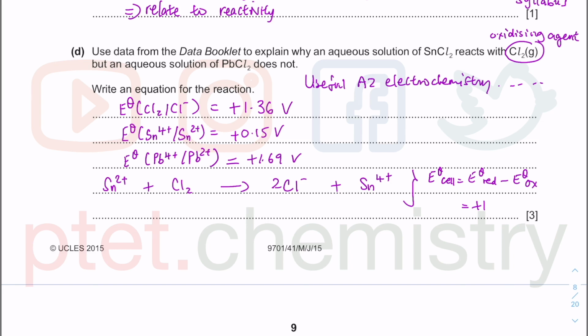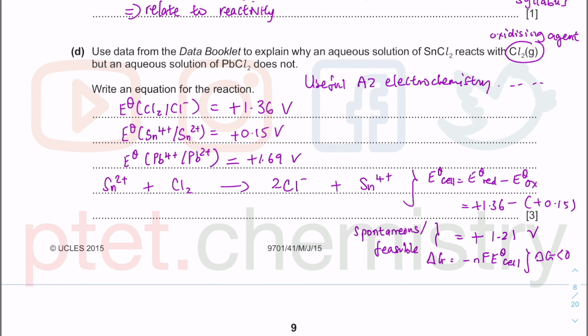So you can see that something which is more positive minus something which is less positive, you're going to get something positive. 1.36 minus 0.15. Your calculator shows you 1.21, but you need to know electrochemistry must have sign, must have value, and must have unit. And you can relate this to the new syllabus. The new syllabus says delta G equals minus nFE cell. And if the E cell is greater than 0, the delta G is going to be less than 0. So what we can say is spontaneous and also feasible reactions related to delta G there.